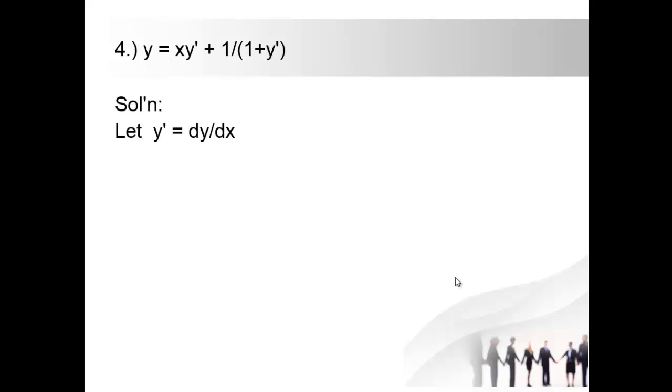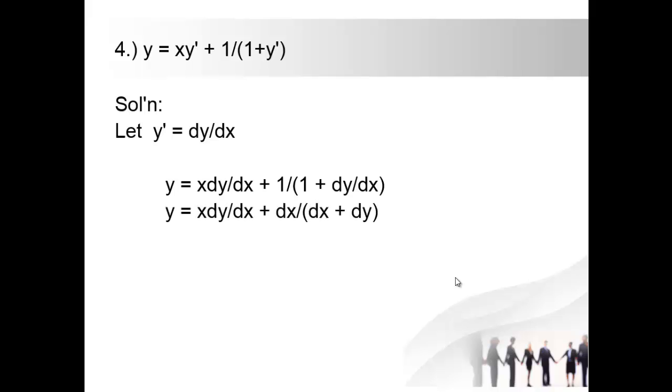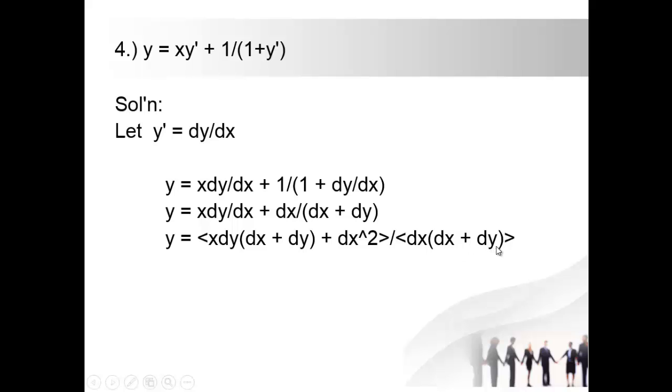Solution. Let y prime be equal to dy over dx. Then we can get y is equal to x multiplied to dy over dx plus 1 over 1 plus dy over dx. Manipulating the algebraic equation, we can get x dy over dx plus dx over dx plus dy. Manipulating it further to the right hand side, we can get y is equal to the quantity of x dy multiplied to the quantity of dx plus dy plus dx squared divided by the quantity of dx multiplied by dx plus dy.